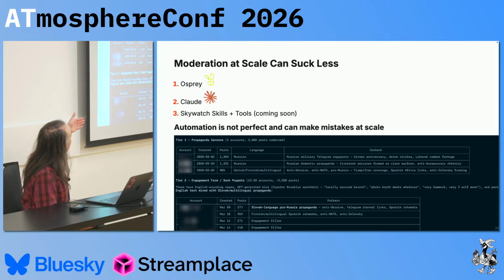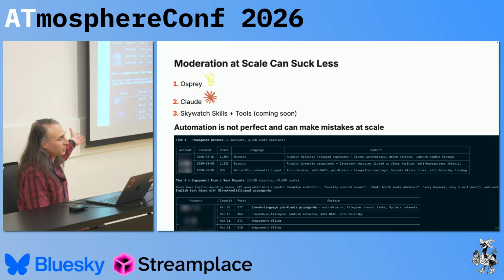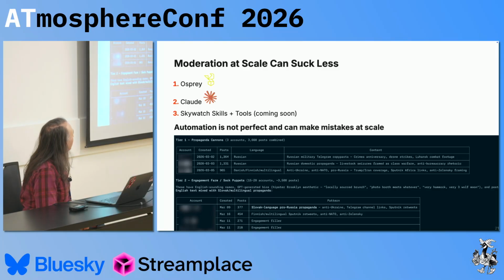In this case, to illustrate it, there's a small network of accounts coming via BridgeFed that are reposting what you would consider Russian military Telegram copypasta and other, you can call it propaganda, content aimed at various different language groups. It's a relatively small number, but it's there. And if you have these tools, it's relatively easy to find.